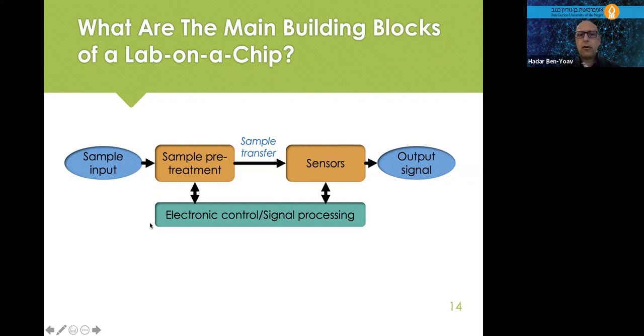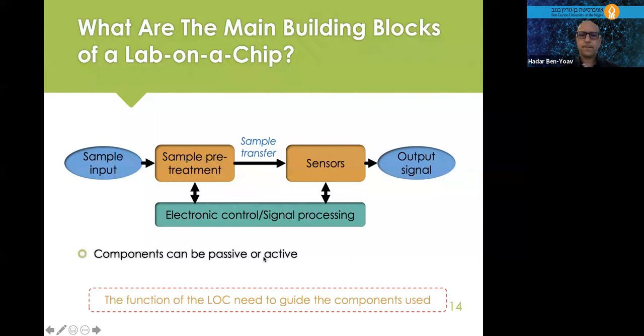And for all of that, we have a component that controls all the fluids or the micropumps or the sensors and the signal processing that controls the whole system. So it's very simple: sample input, sample pre-treatment, being transferred into sensors and an output signal. So you always have to remember this structure when you want to design a lab on a chip: what will be the sample pre-treatment, what will be the sensors.